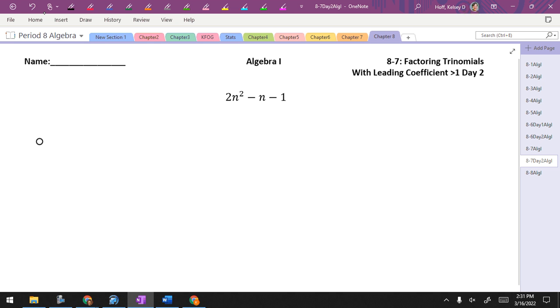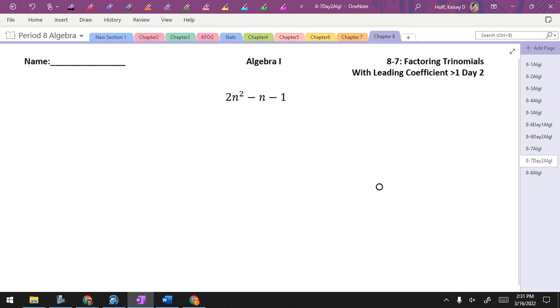Is there a GCF? Very good. Is there a GCF, a number that 2n squared, negative n, and negative 1 have in common? As soon as you see a 1, the only thing you're looking at is for the variables, which in this case there isn't. Okay? So there's no GCF. What's my next step?